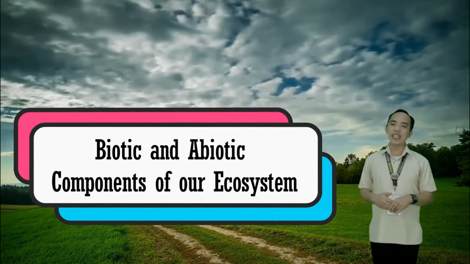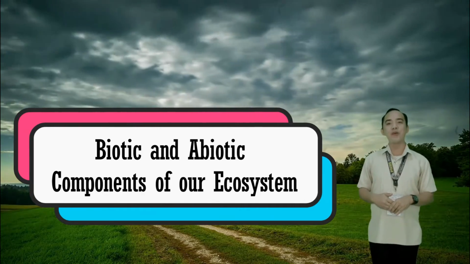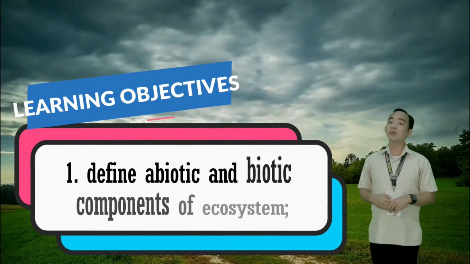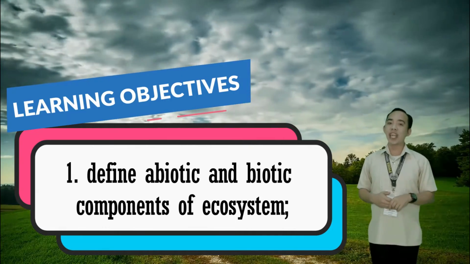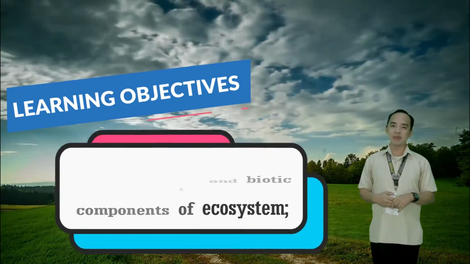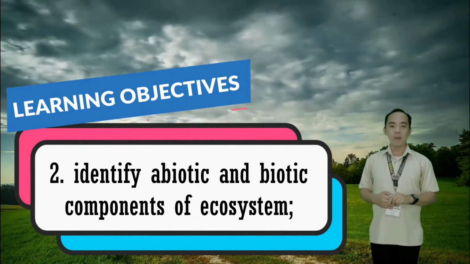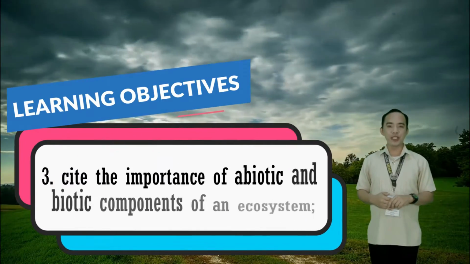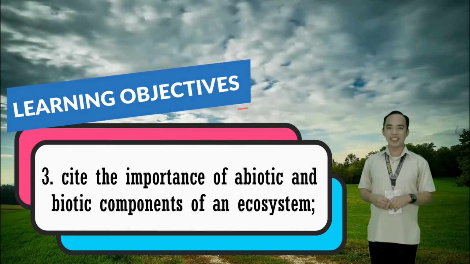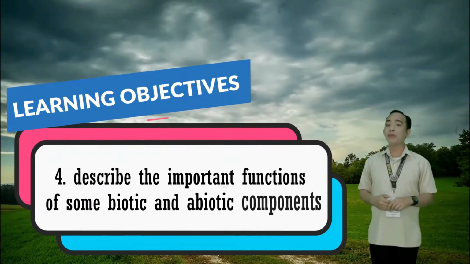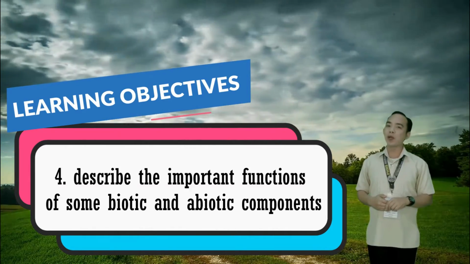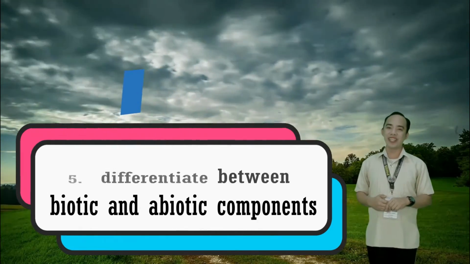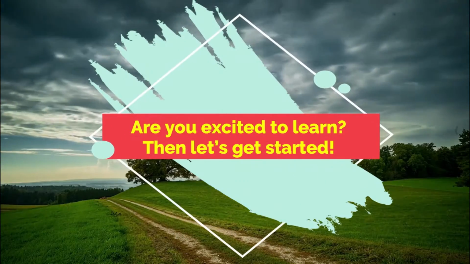Let us enhance your understanding of biotic and abiotic components of our ecosystem. After working on the activities in this module, you are expected to: 1. Define abiotic and biotic components of an ecosystem. 2. Identify abiotic and biotic components of an ecosystem. 3. Cite the importance of abiotic and biotic components of an ecosystem. 4. Describe the important functions of some biotic and abiotic components. And lastly, differentiate between biotic and abiotic components. Are you now excited to learn?